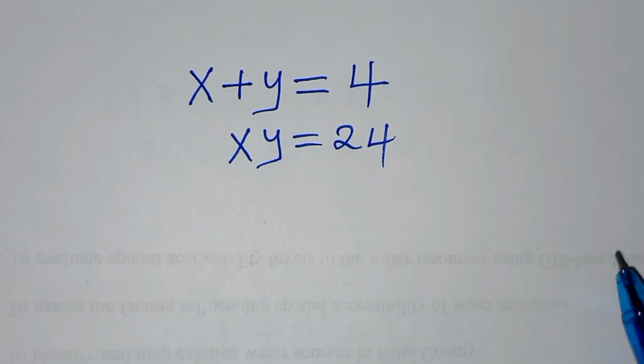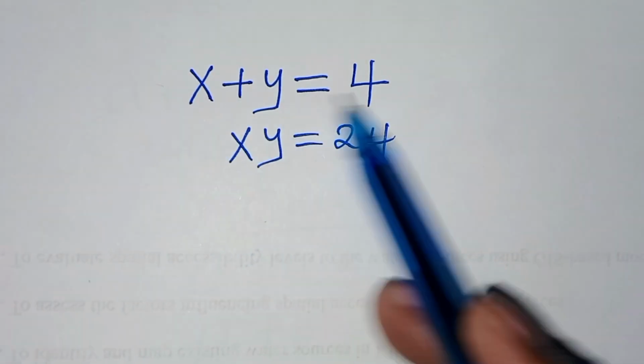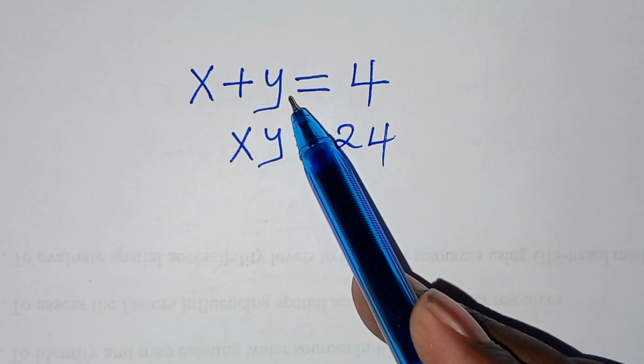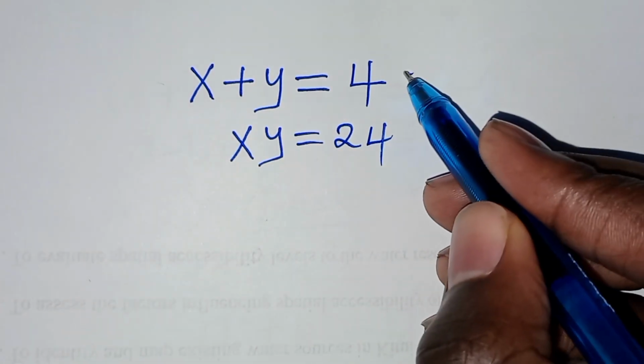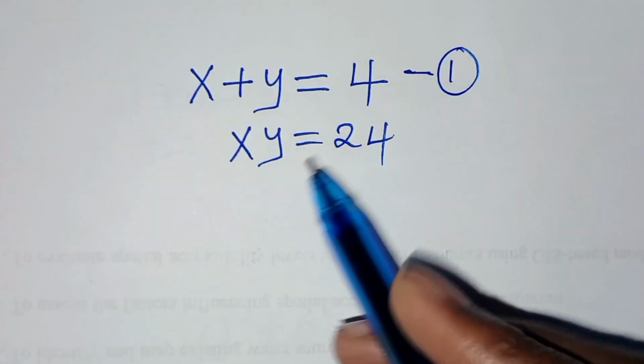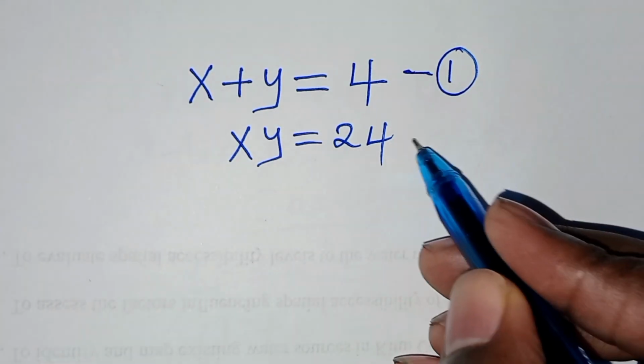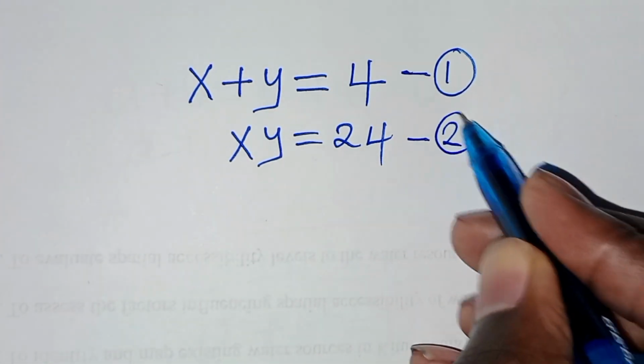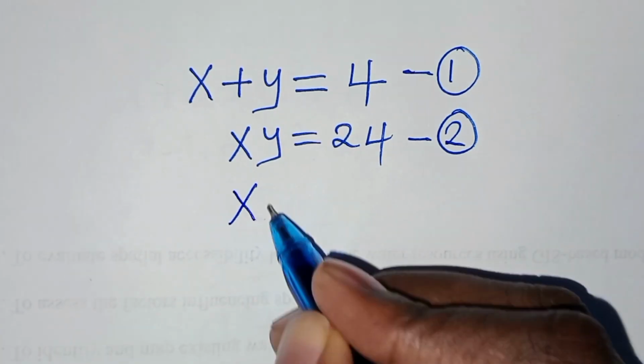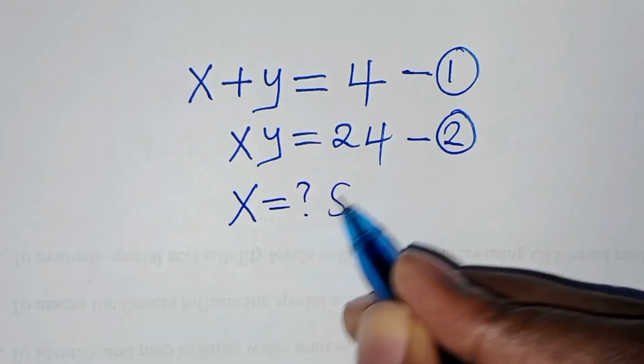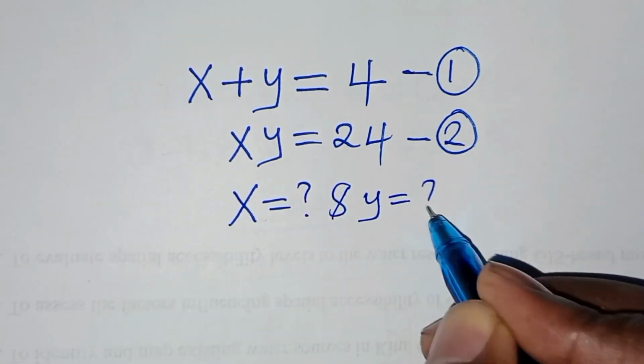Hello everyone, you're welcome to solve this nice algebra problem, which is x plus y. This is equal to 4. Let's call this equation 1. Then x times y is equal to 24. Let's call this equation 2. So what is the value of x and what is the value of y?